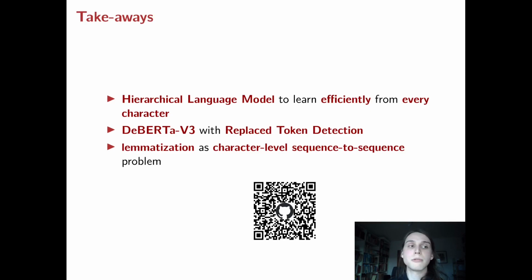To conclude, we implemented a hierarchical language model to learn efficiently from every single character. We used DeBERTa version 3 with replaced token detection and treated lemmatization as a character-level sequence-to-sequence problem. Our results were promising, winning the constrained subtask of the SIGTYP 2024 shared task while being highly competitive with the winner of the unconstrained subtask. For more details, check out our paper.